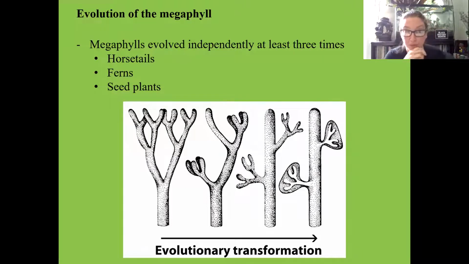Sorry about that. So megaphylls, so when something occurs in evolutionary time, it doesn't mean it just happened at one time and then everything else has it, right? So megaphylls, for example, evolved independently at least 3 times. So this process of overtopping, planation, and webbing occurred separately in the horsetails, in the ferns, and then separately in the seed plants as well. So it evolved independently at least 3 times.